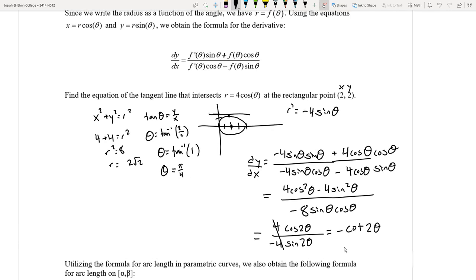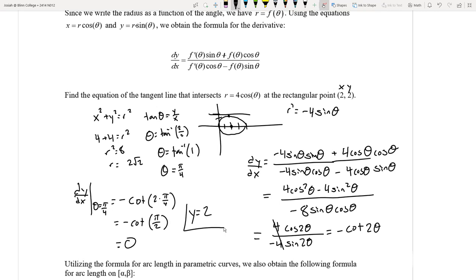And so now it's simply a matter of plugging in theta. If we are evaluating this guy at pi fourths, we'll go ahead and write this over here, dy dx evaluated at theta equals pi over 4. We've got negative cotangent of 2 times pi over 4. That's negative cotangent of pi over 2, which is 0. And so now we have our slope. We use point slope. And in fact, we know this is going to be a horizontal line then if the slope is 0, so we can just have y equals whatever that coordinate is. And so we get our horizontal line, y equals 2.